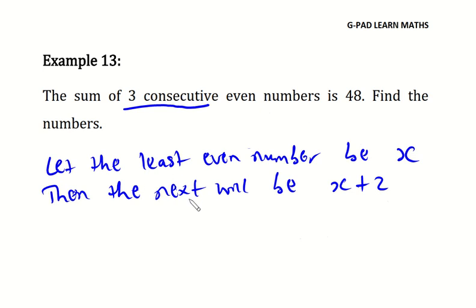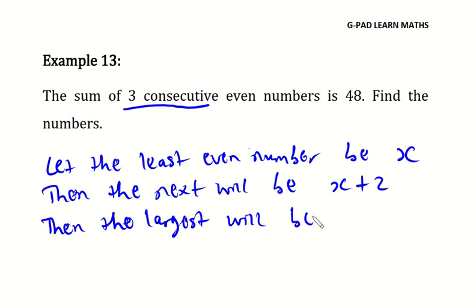Is that okay? So now you tell me, what do you think the largest of the three will be? I can just write x plus 2, then plus 2 again. I hope you know why, because you keep adding 2 to get the next. So instead of writing x plus 2 plus 2, I'm going to write x plus 4, because 2 plus 2 is 4. And we already have all the numbers: x, x plus 2, and x plus 4. So it's now time to move on. Are you with me?